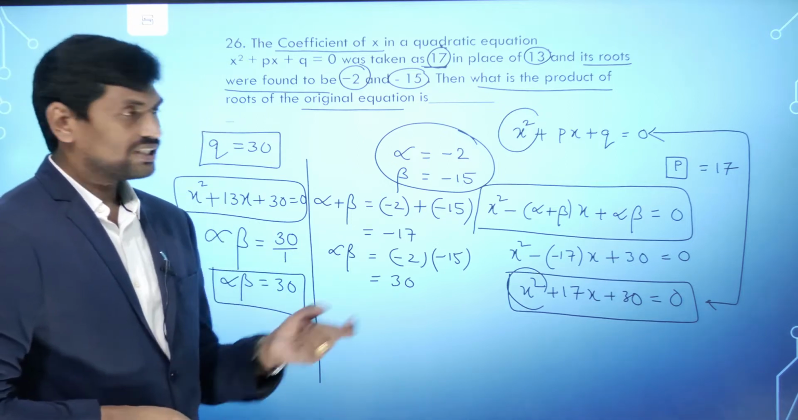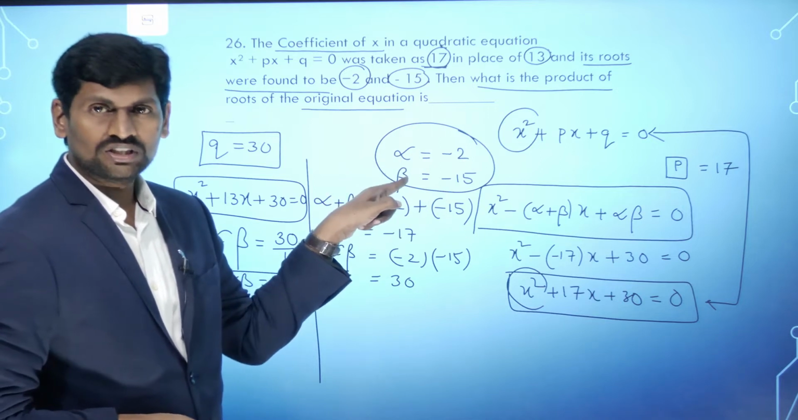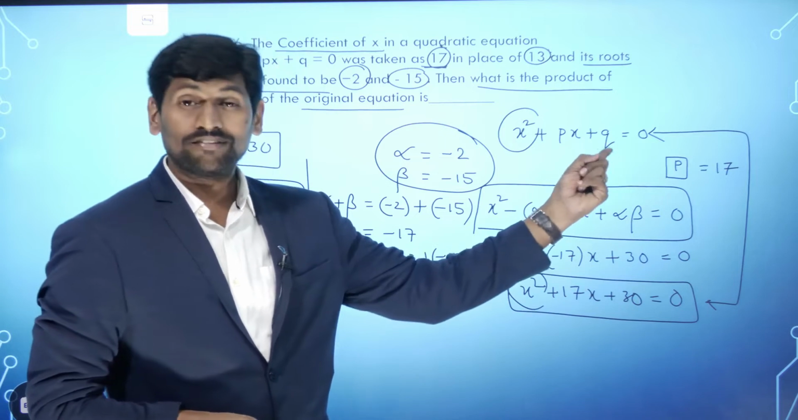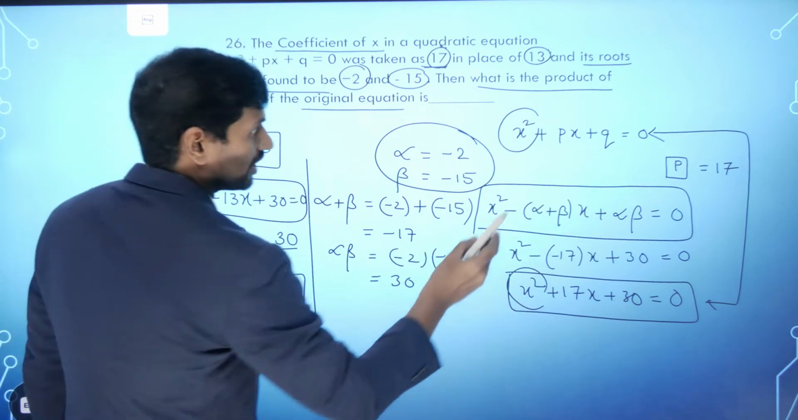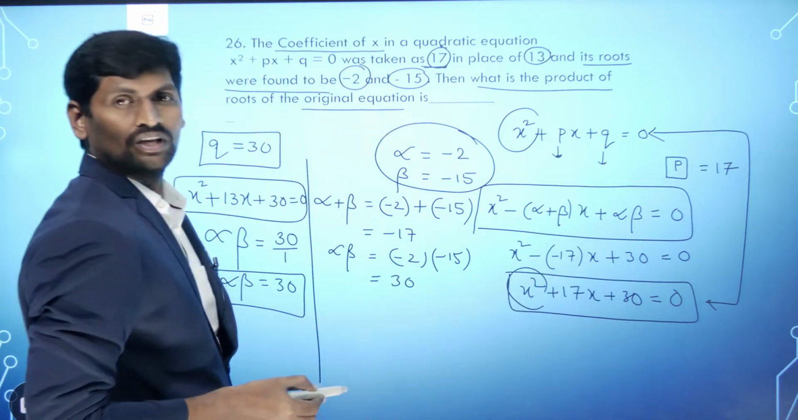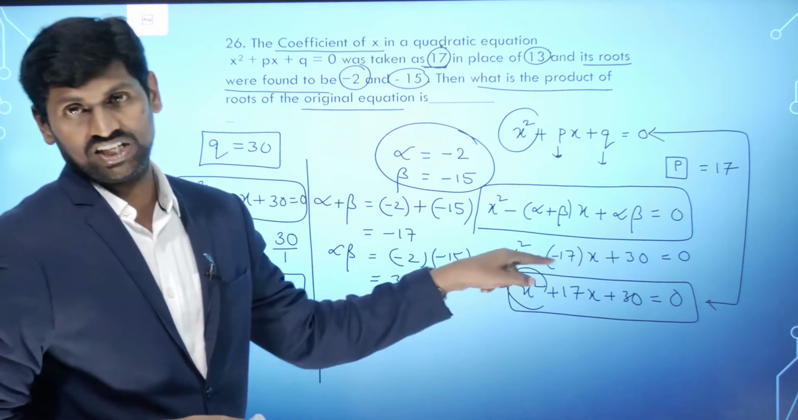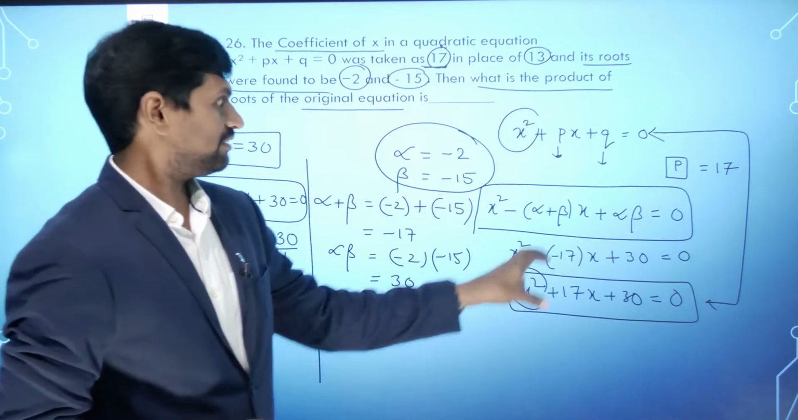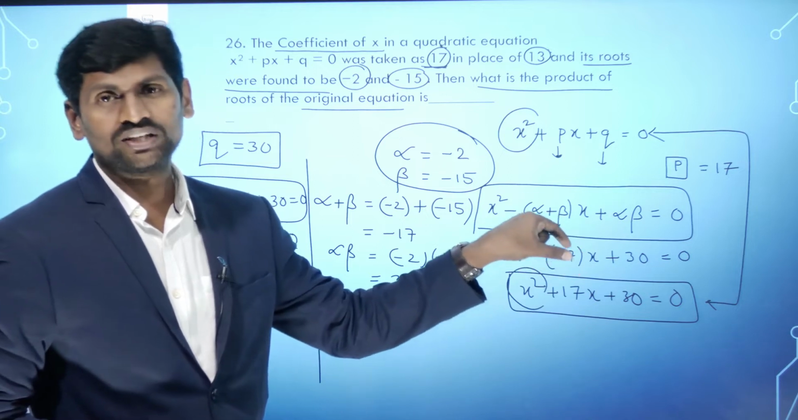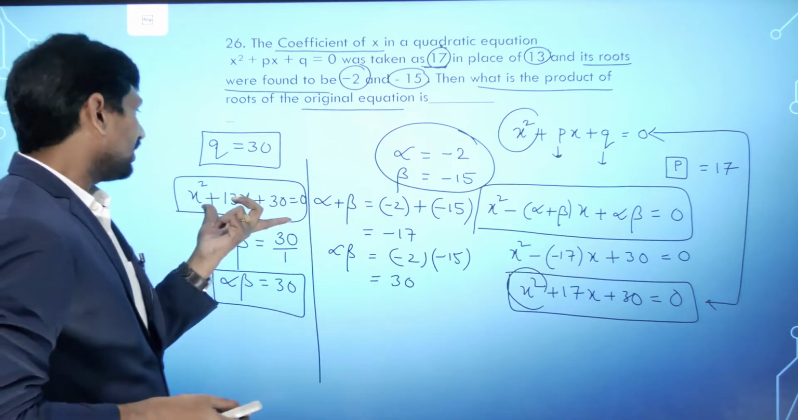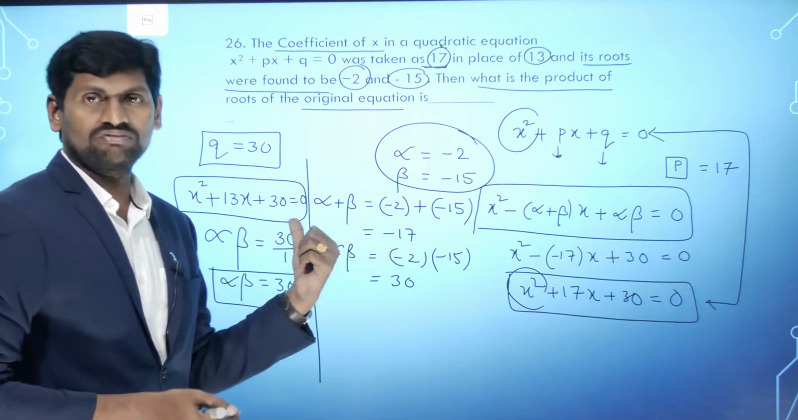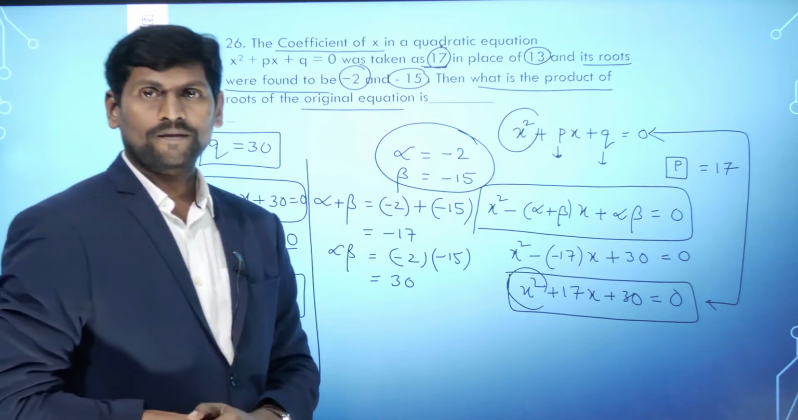If you take p value 17, we get the roots. By using the roots, I have found the quadratic equation to find the value of q, because here two unknowns are there. One is p and second one is q. P value is already given, 17. By using the 17, we need to find the value of q. That q value we should substitute in the original equation, that is x square plus 13x plus 30 equal to 0. From that we can find the product of roots.